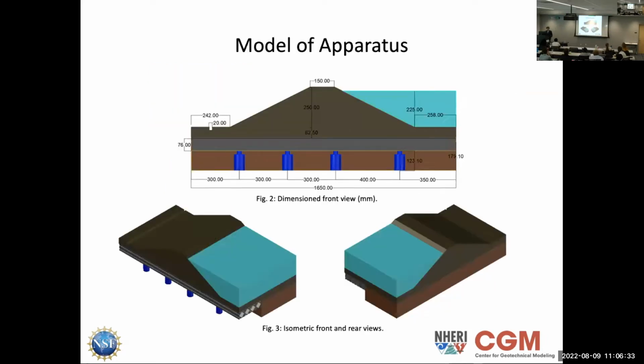So this is a model of our apparatus. At 250 millimeters tall, it's not a very large structure, and it's only 1.6 meters wide. In the centrifuge, it's going to allow us to scale this to a much higher number. I'll talk about that a little bit later with the scaling factor. But figure 3 shows the 3D images. In the figure on the right, you can see the actuators sitting underneath a section of 8020, which is a rigid aluminum apparatus, and that can travel 25 millimeters, and that is where we're going to try and induce a crack.